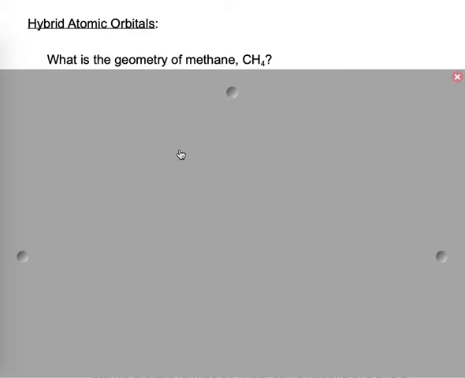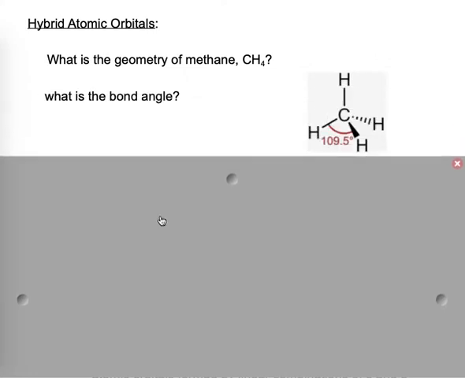So let's begin by considering methane. What is the geometry of methane, CH4? Draw the Lewis structure. You'll see it's an AB4 type molecule, and that will let you predict correctly that it is a tetrahedral molecule. The bond angle is 109.5 degrees.